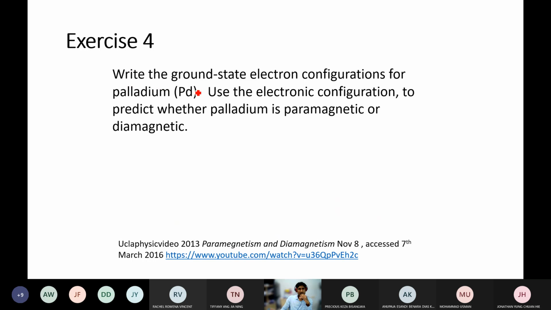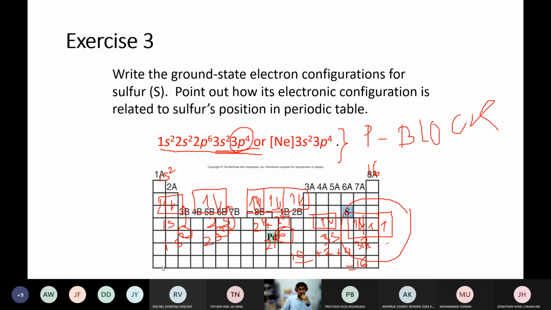Write the ground state electron configuration for palladium, and use the electronic configuration to predict whether palladium is paramagnetic or diamagnetic. Another thing that I'm not sure you have noticed: ground state electron configuration means that the electrons are stable and the element is stable, the electrons are not excited. When the electrons are excited, they will jump to the next orbital or next level, and that is a different case.